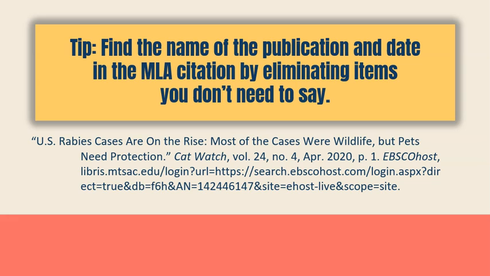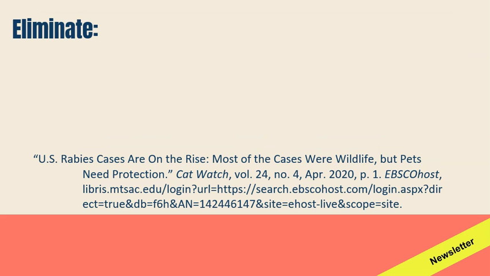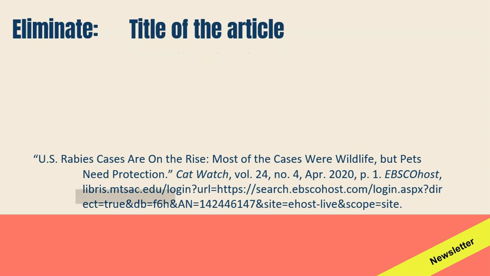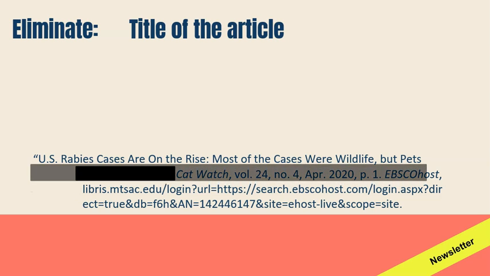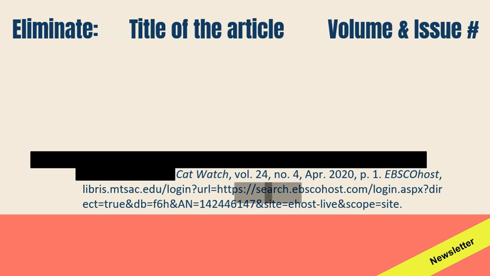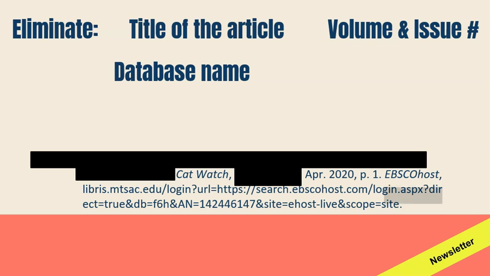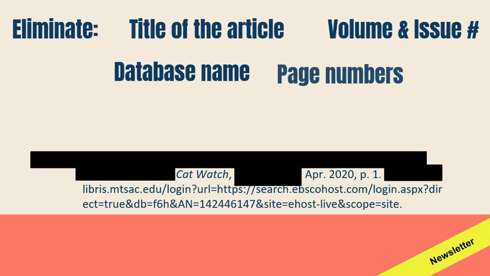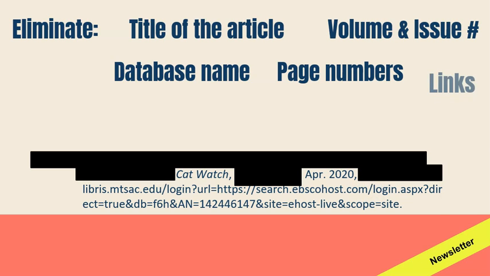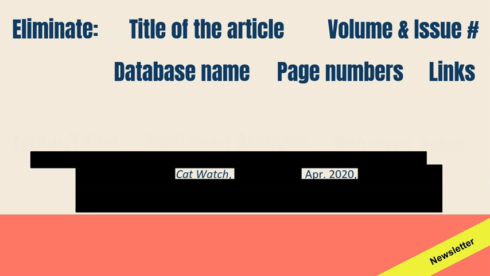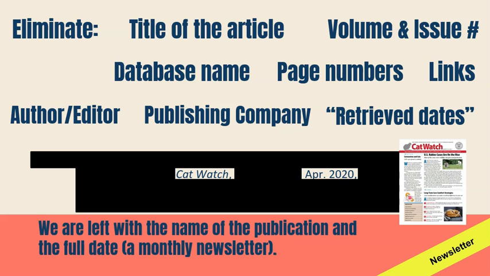Here's a tip. Find the name of the publication and the dates in the MLA citation by eliminating items you don't need to say. Remember, you only need the name of the publication and the date. Eliminate the title of the article, volume and issue number, the database name, page numbers, any links, and any author, editor, publishing company, or retrieval dates. We're left with the name of the publication and the full date, a monthly newsletter.